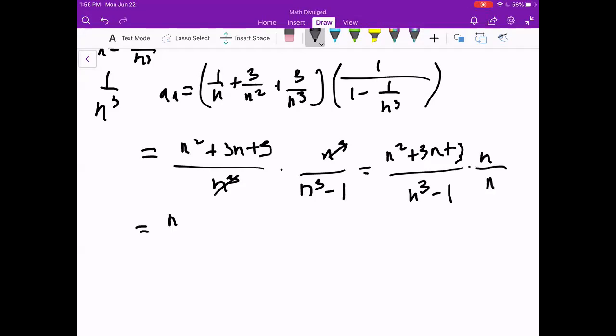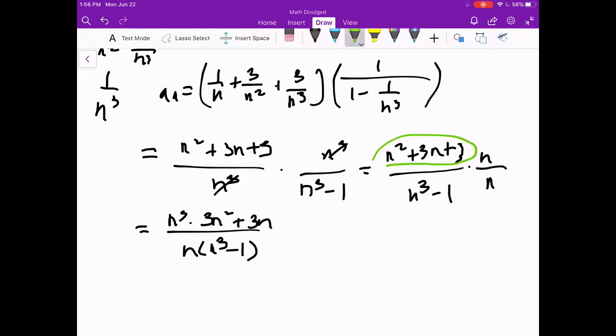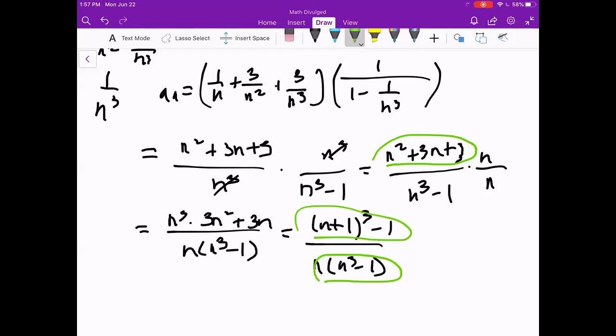And this gives us n cubed plus 3n squared plus 3n over n times n cubed minus 1. The motivation for this is realizing that this term right here really looks like n plus 1 cubed. We're missing a 1, so we just subtract that. So we do n plus 1 cubed minus 1, because we don't have a 1, over n times n cubed minus 1. So here we successfully set up our telescoping, because for every 2 consecutive terms, this will cancel out with this term of the previous, or rather not all of that, just this part of the previous term.